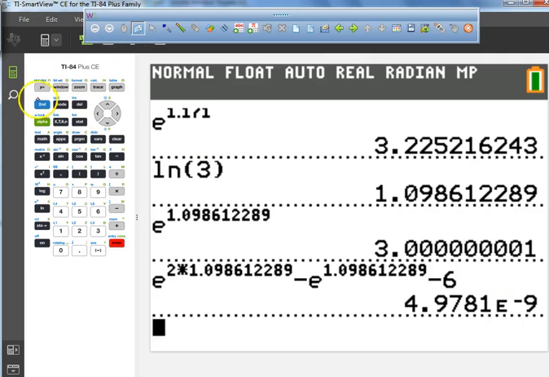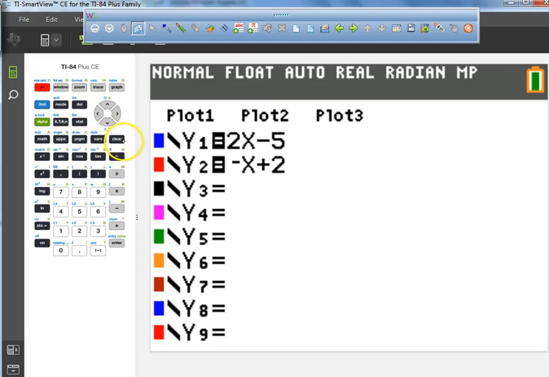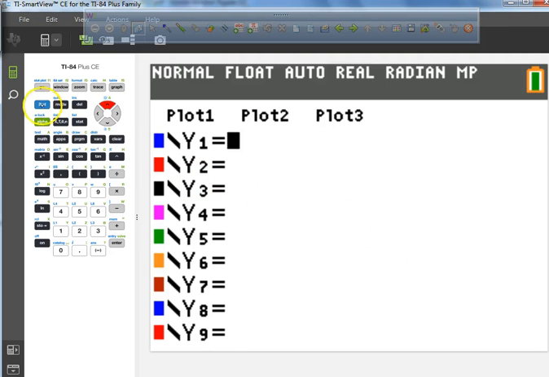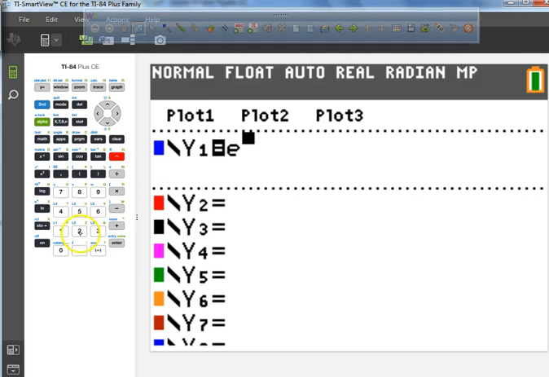Now, everybody, go to y equals, please. I want you to type in e power of 2x minus e power of x minus 6. Okay, so here we go. We have this right here. I'm going to hit graph.